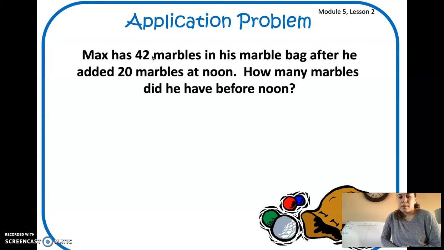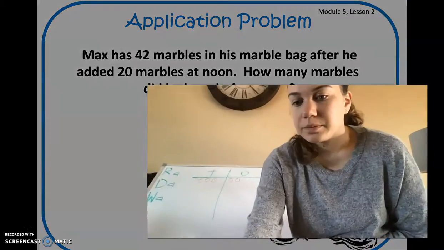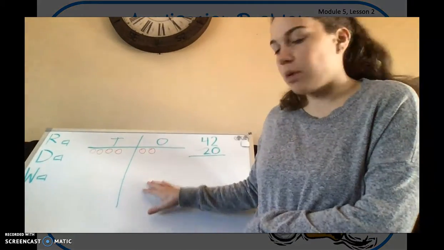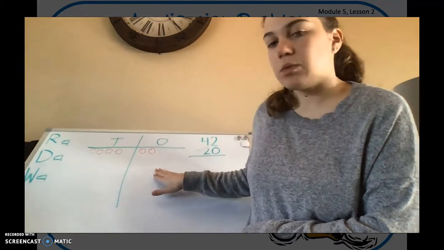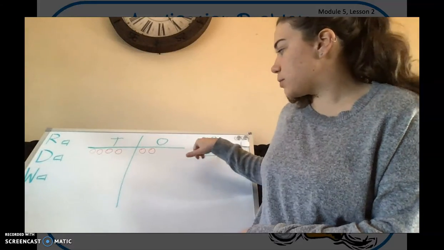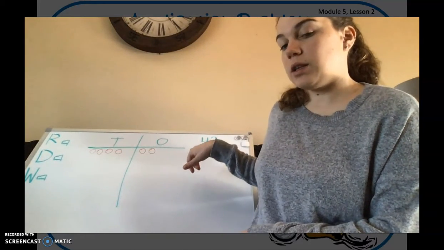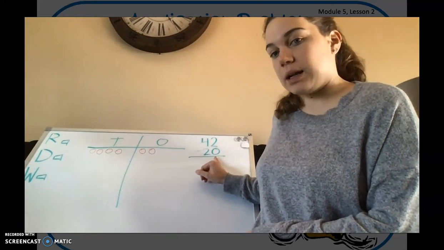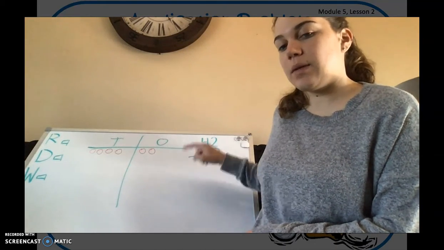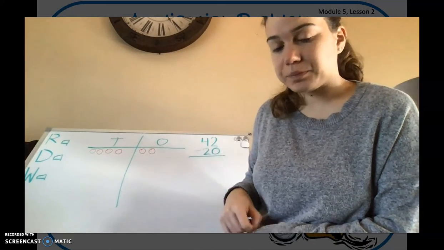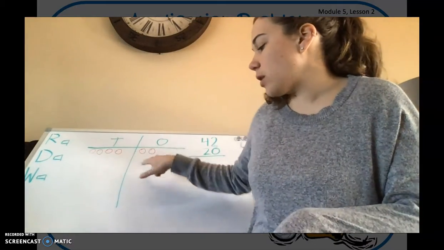It says, Max has 42 marbles in his marble bag after he added 20 marbles at noon. How many marbles did he have before noon? Alright, let's see. So I have on my board my read, draw, write checklist. I have my tens and ones place value chart, and I have my subtraction problem because if they know that at noon he got 20 more marbles added into his bag, they want to know before noon, so he didn't have those 20, so we have to take them away to find out how many he had before that. So I have my 42 drawn.